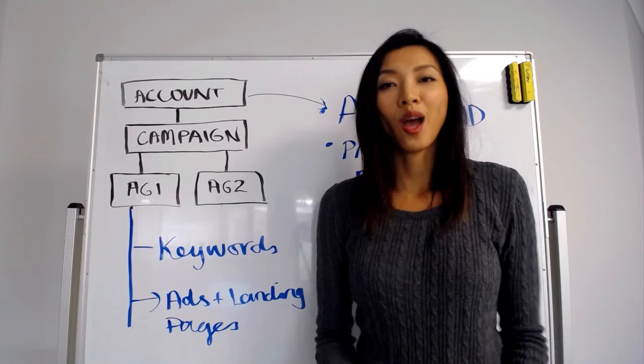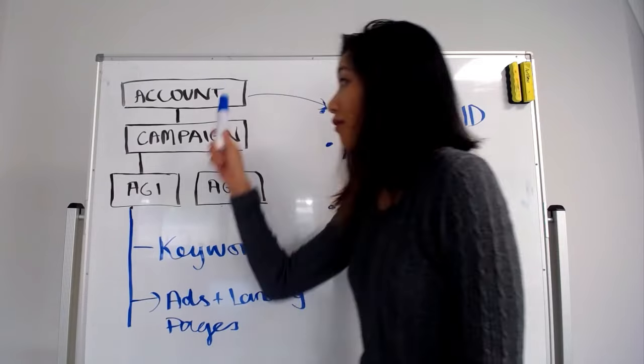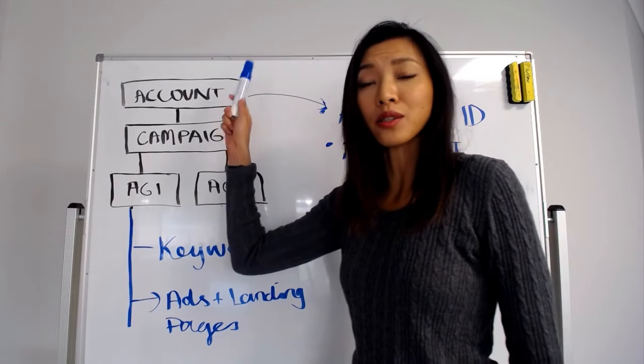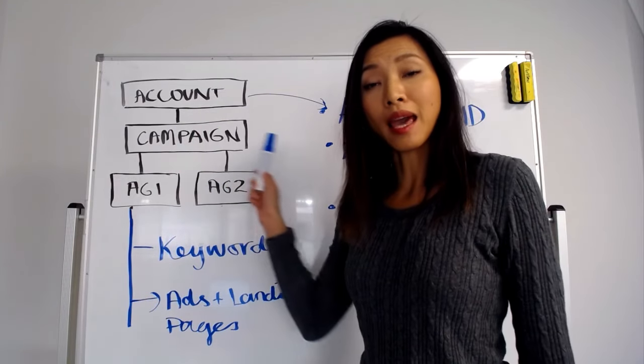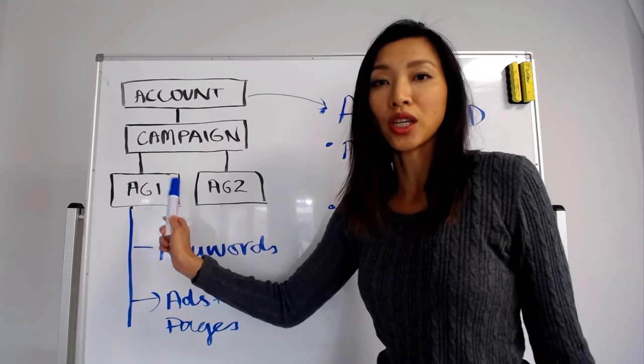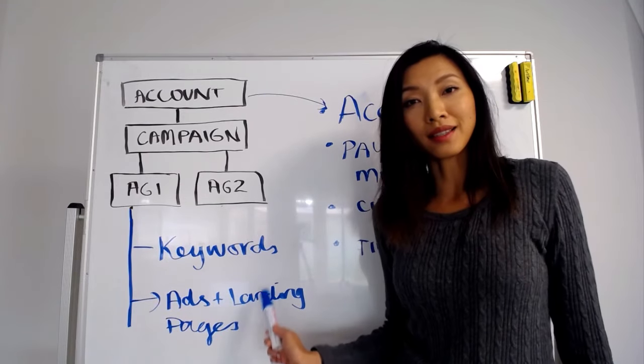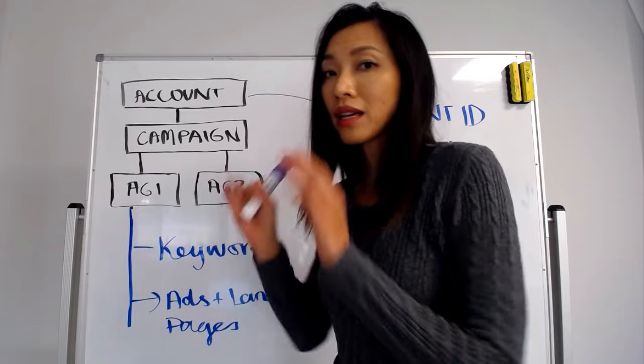I promise. Okay, Google Ads is organized into 5 main layers. At the very top, the first layer is your account. The second layer is campaigns. Third is ad groups, so I've just called it AG. And then within your ad groups holds your keywords, ads, and landing pages. Those are the 5 layers that you need to know.